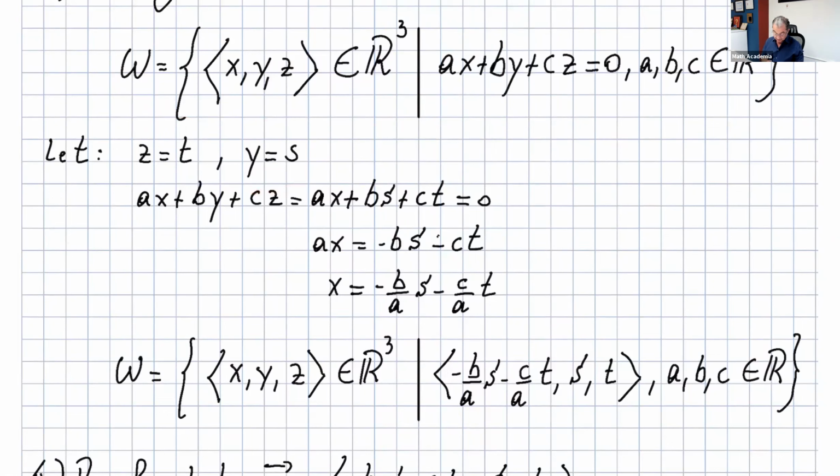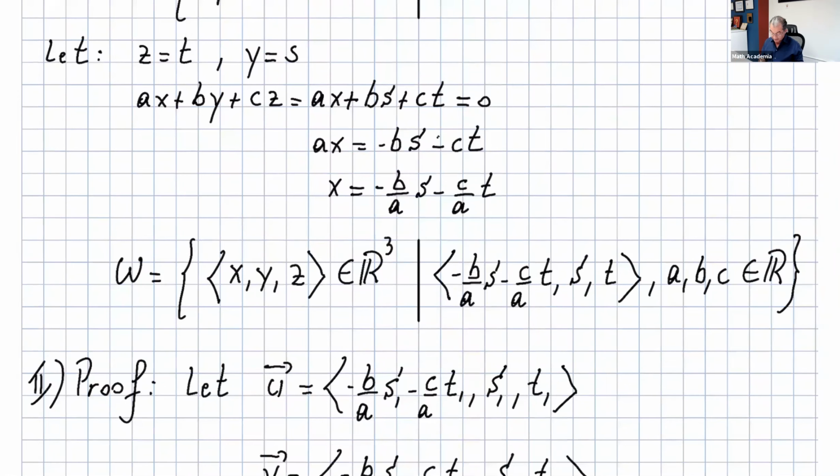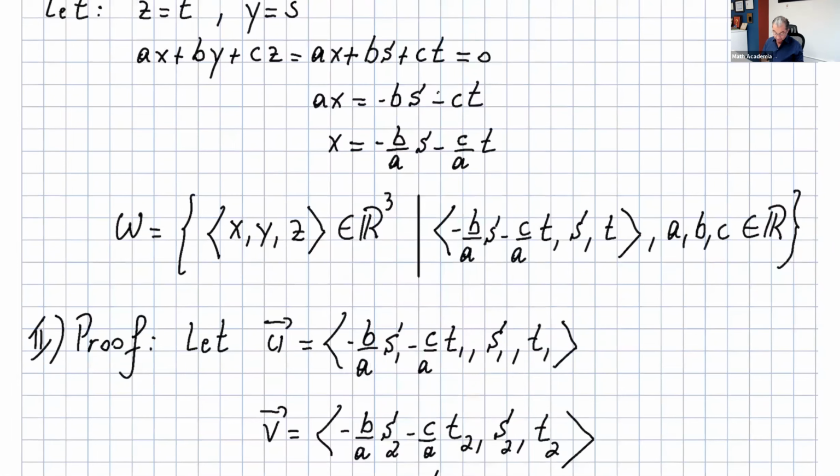So ax plus by plus cz becomes ax plus bs plus ct equals 0. Isolate x and you get negative b over a s minus c over a t. So W is in R3. That's x right here, and we said y is s and z is t, and a, b, and c are all real numbers.